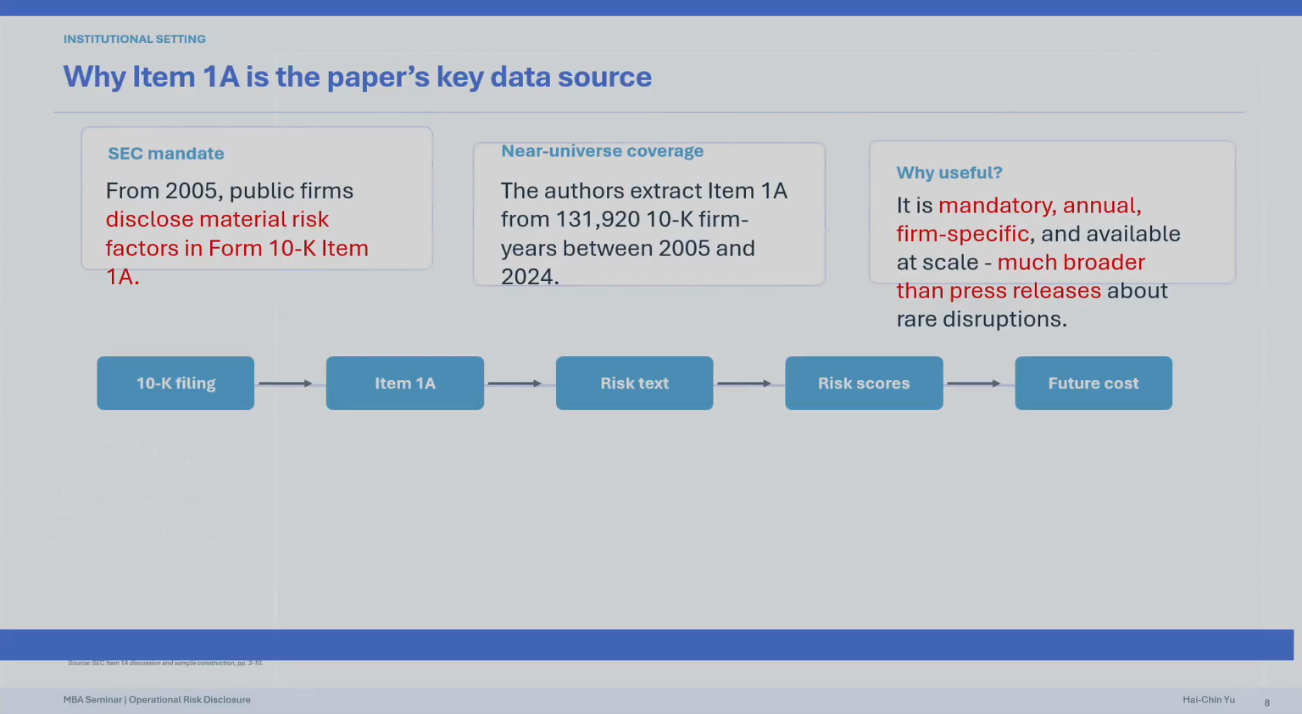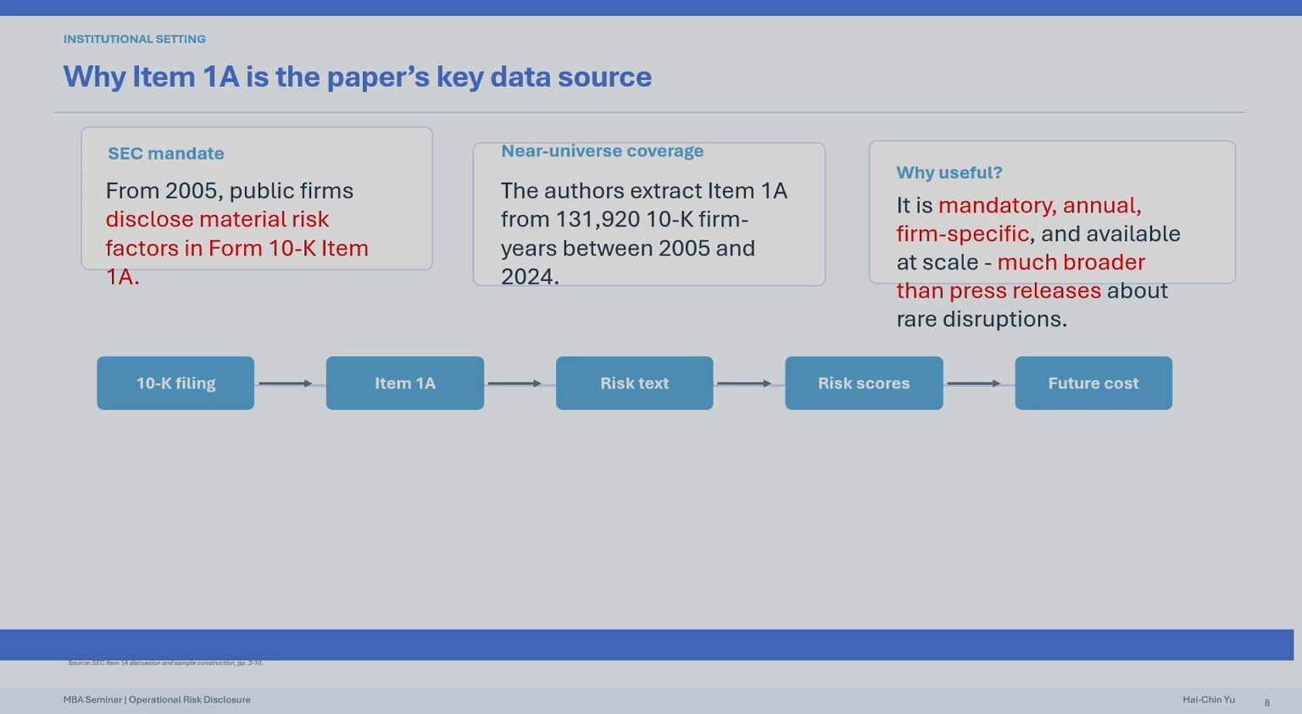So why is 1A the paper's key data source? From the 10-K report, pick Item 1A, extract the risk text, count the risk score, and predict the future cost. This is the paper's logic.